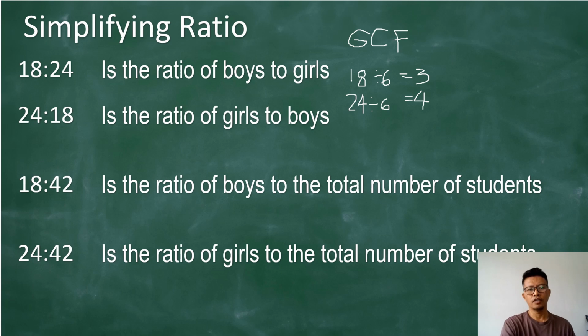So therefore, if we're going to simplify the ratio of boys to girls, that is 3 is to 4. Okay? Now, if we're going to ask a question again about the girls to boys, the ratio is, we have to reverse. That is 4 is to 3.